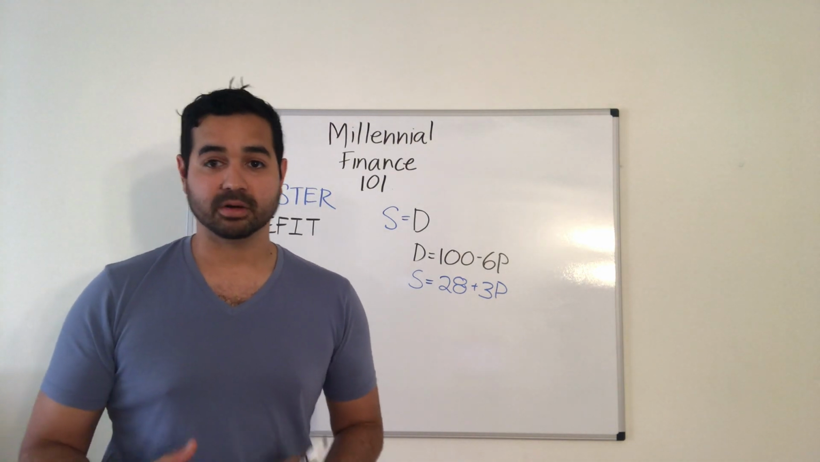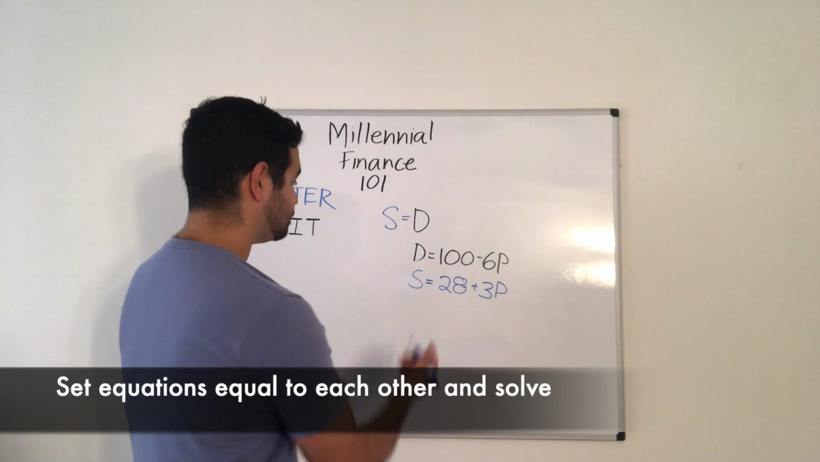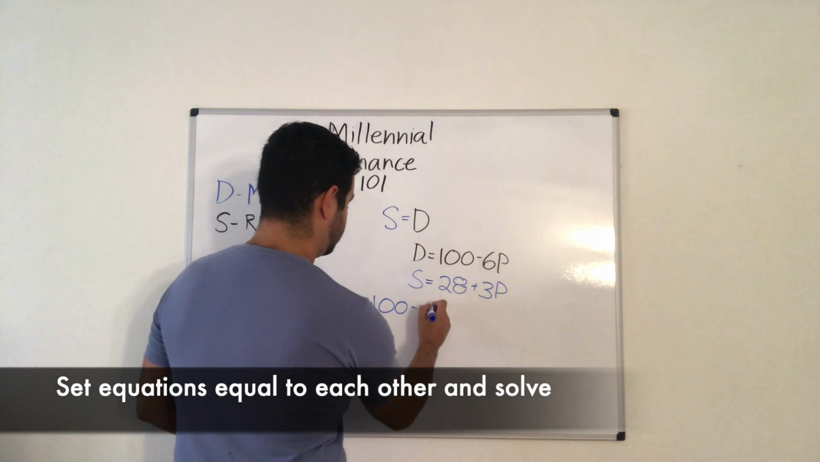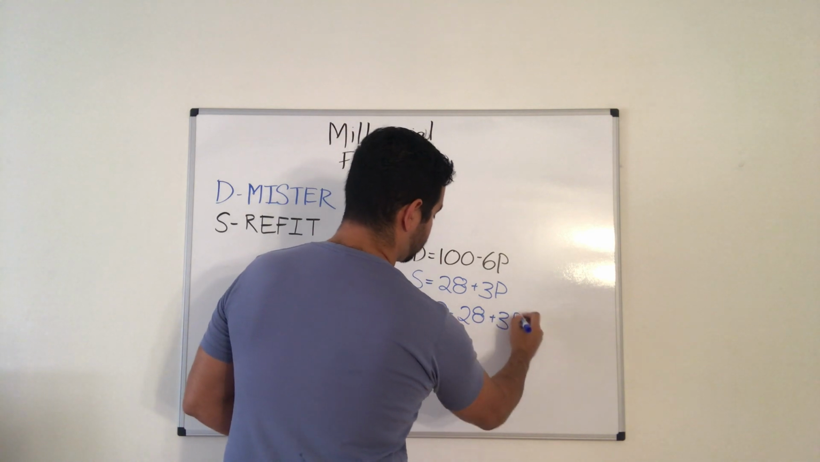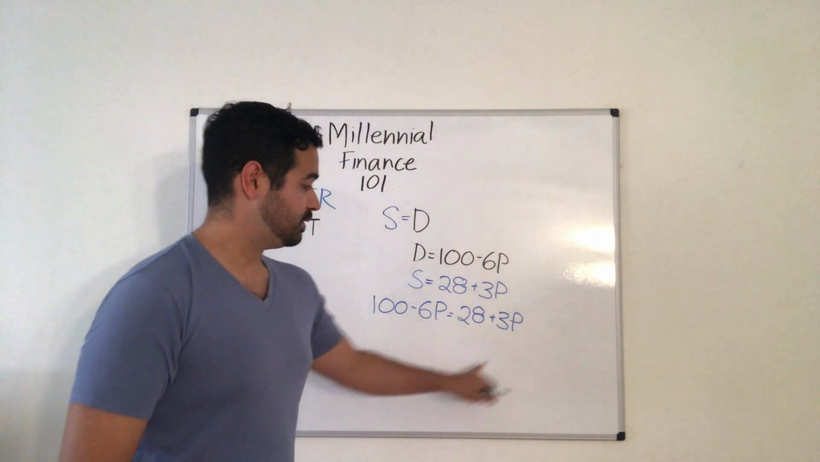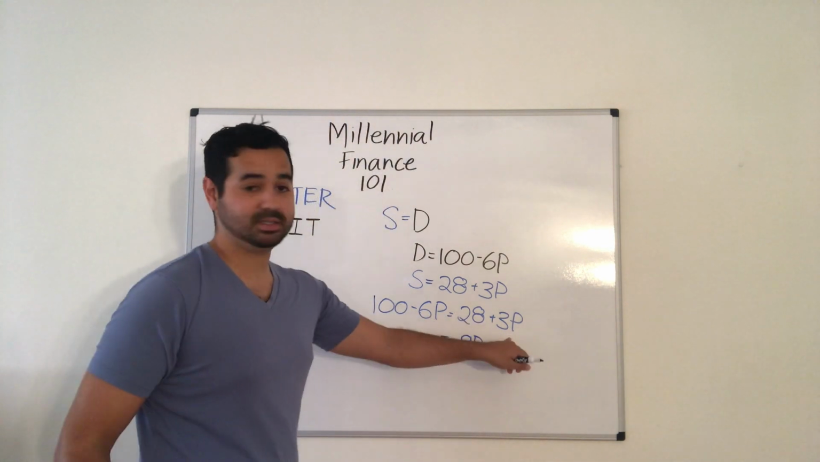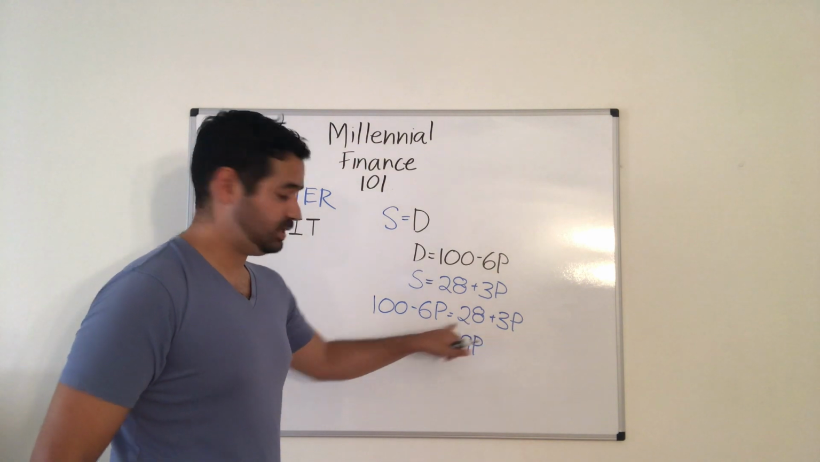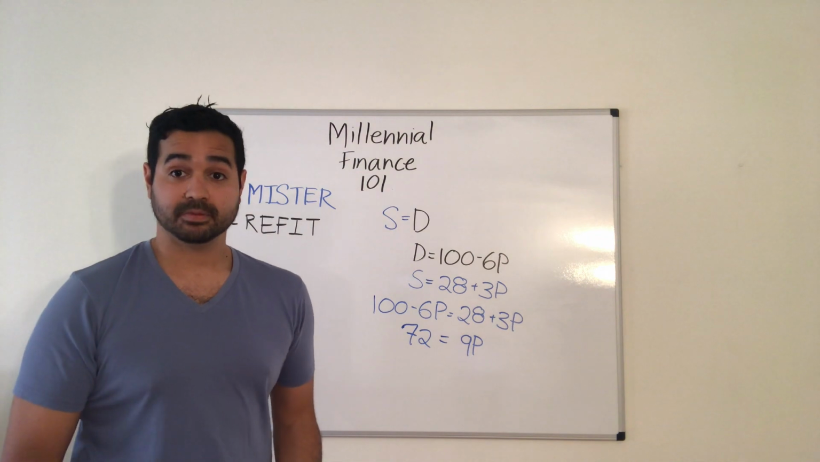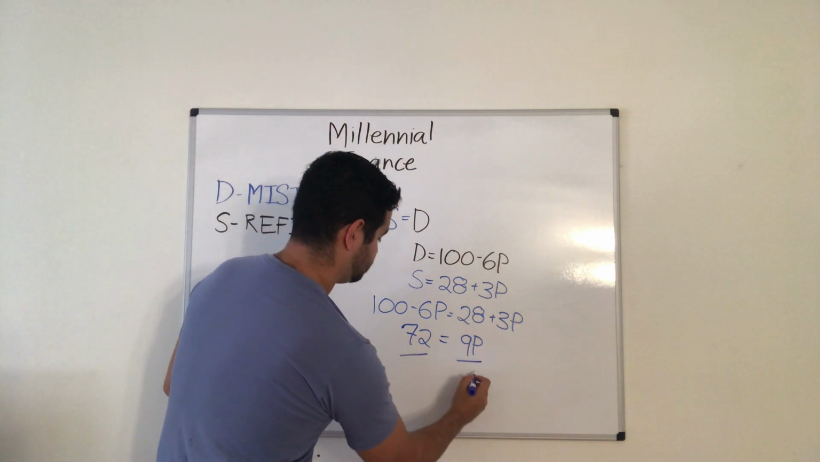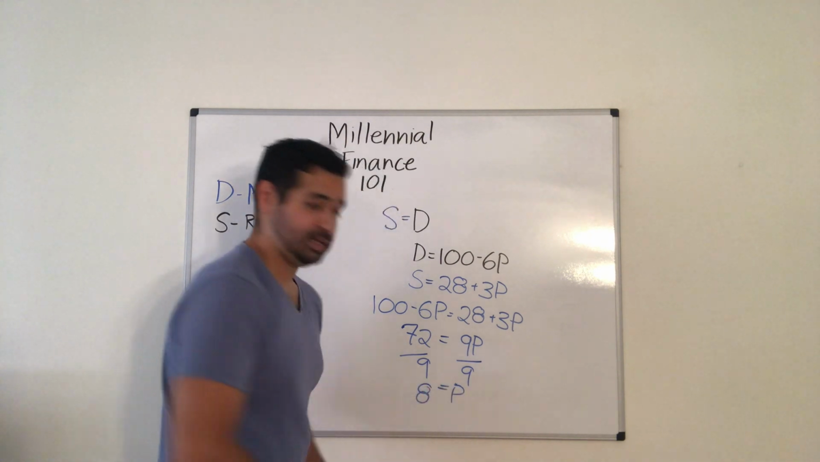To find what the market price and quantity is, all you have to do is set them equal to each other. So if we have 100 minus 6p equals 28 plus 3p, we just have to combine like terms. So we'll bring the p over to this side, and we're left with 9p. We added the 6p to the 3p, and then we're going to subtract 28 from this side, and we'll be left with 72. To solve for p, we'll divide both sides by 9, and we're going to get p equals 8.